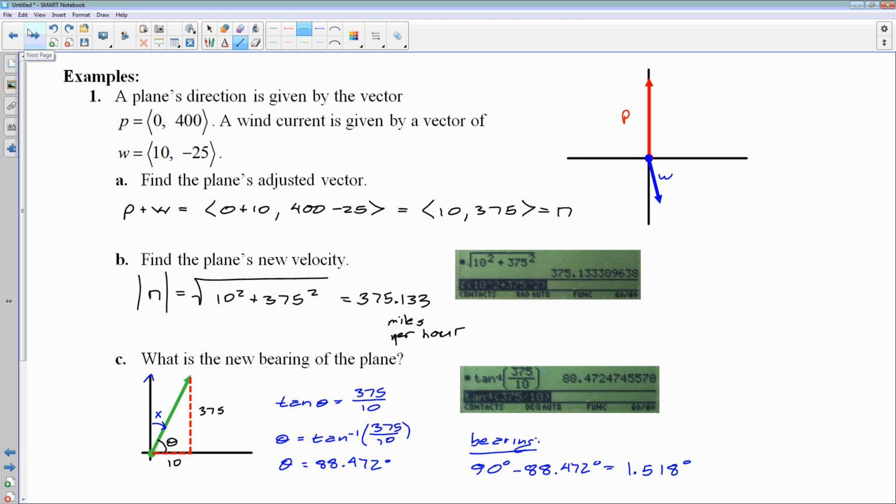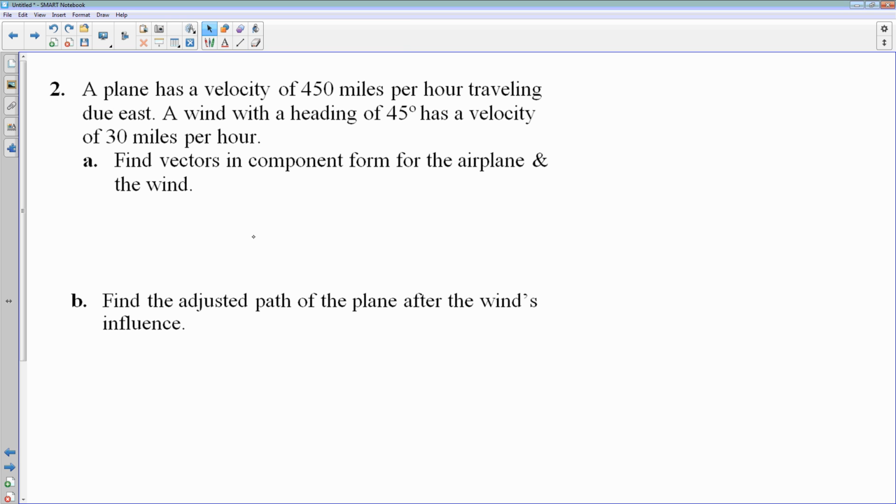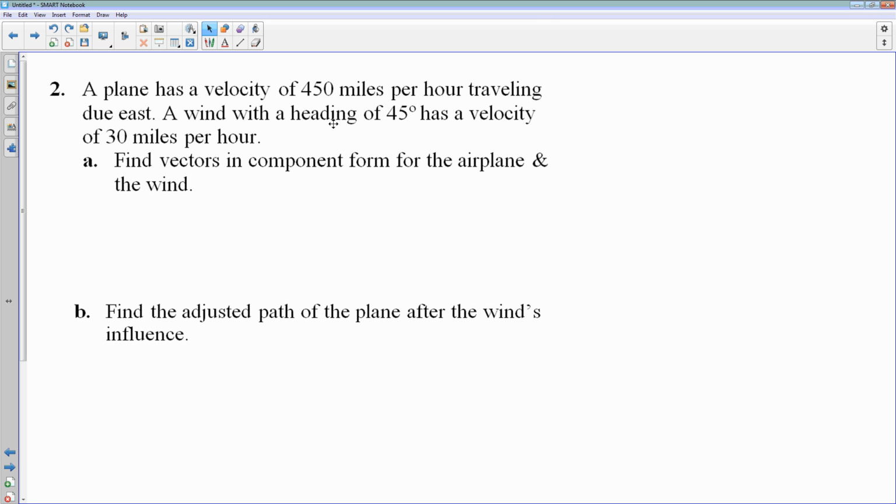The next problem is going to be a lot tougher because this one I didn't just straight up give you the vectors like I did on that last problem. In this case, I give you the velocity of the plane, and then I give you where it's going, traveling due east, and then I do the same thing for the wind. I give you the velocity, and then I gave you the bearing. Oh, never mind, that's right. I gave you the heading of 45 degrees and a velocity of 30 miles per hour. We have to take that information and get the vectors of the plane and the wind.